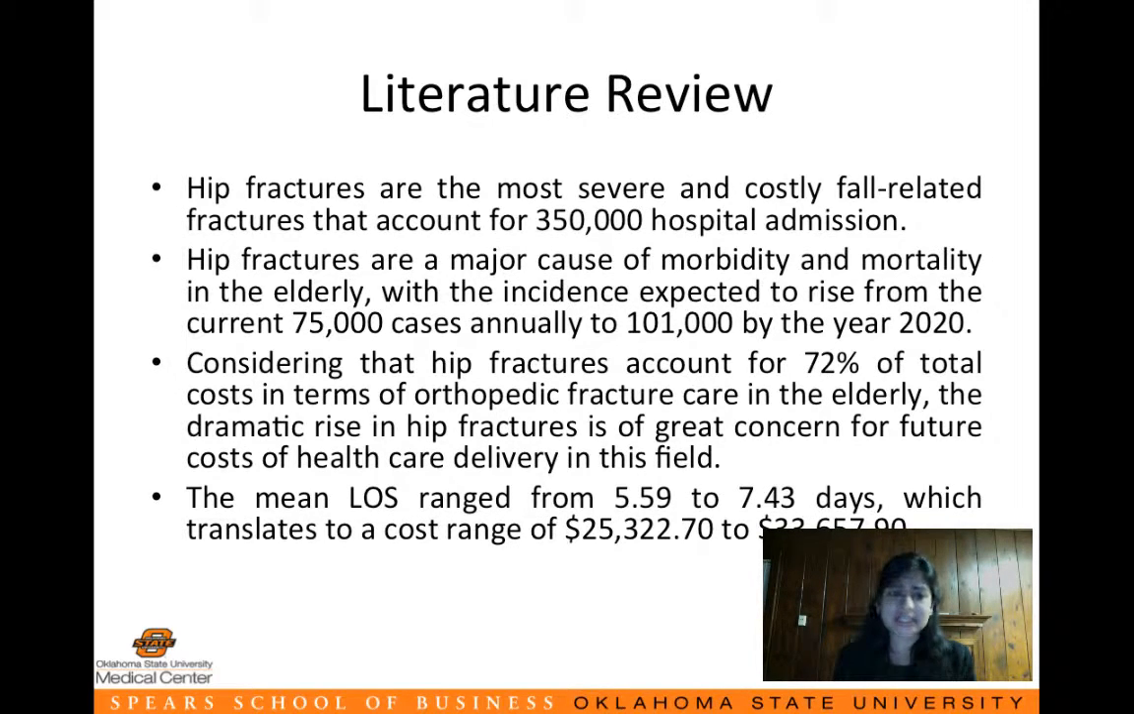The literature says that hip fractures are the most severe and costly fall-related fracture that account for 350,000 hospital admissions. Hip fractures are a major cause of morbidity and mortality in the elderly, with the incidence expected to rise from the current 75,000 cases annually to 101,000 by the year 2020. All this literature shows that hip fractures and their readmission are definitely a cause of concern, and we should study the factors which are affecting its dramatic increase.